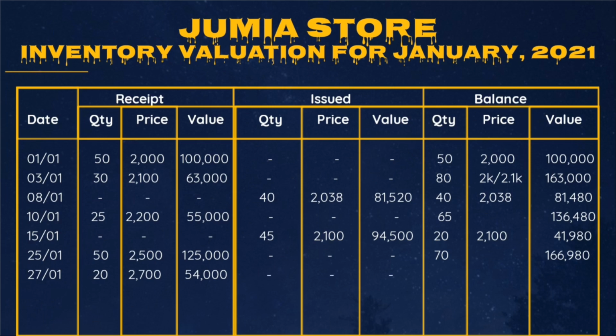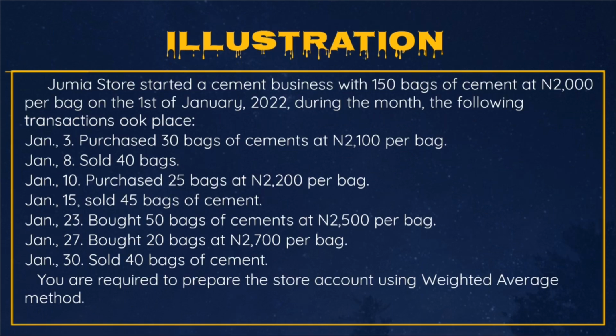Why the quantity under the balance? The quantity will be 70 plus 20. That will be 90. The price, we don't know the price for now since we don't know the total. Why the value will be 166,980 plus 54,000. That will give us 220,980. Now back to our question.